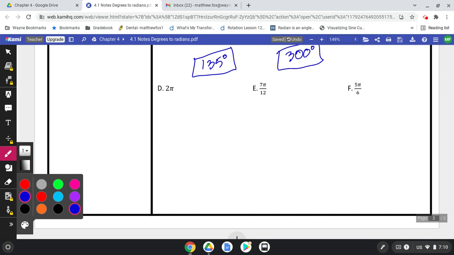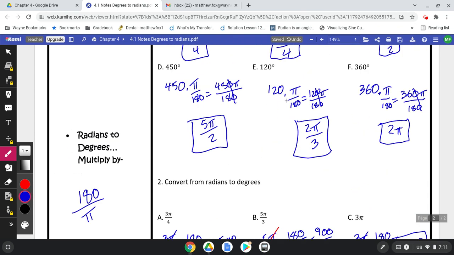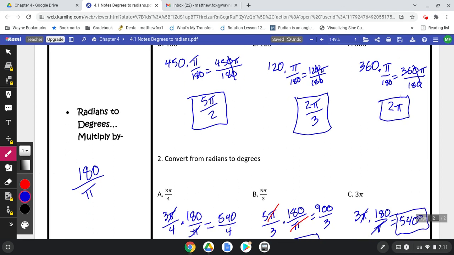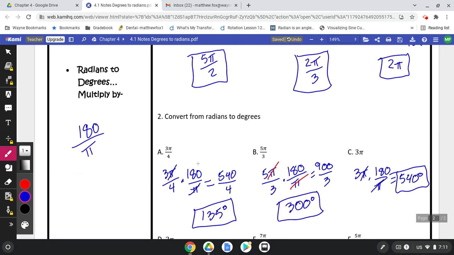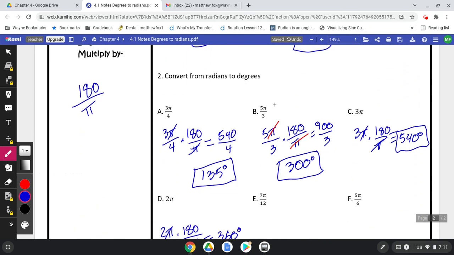So our next one, 2 pi times 180 divided by pi again. And hopefully you know the pi's will cancel. 2 times 180 is 360, which makes sense. Once again, D is the same. It matches up here with letter F, okay? Much like here we had A that matched up with letter B up the top, okay?